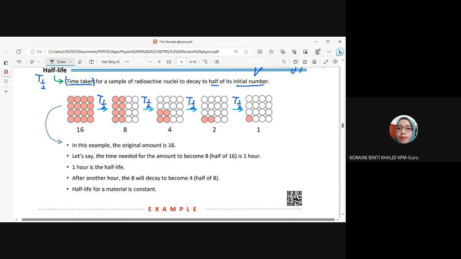The time taken is how many half-lives? 4 half-lives. So the time needed for the amount to become 8 is 1 hour. So 1 hour is the half-life. Let's say if this is 1 hour, means here is 1 hour, here also 1 hour, here also 1 hour. So the half-life is the time taken for the nucleus to become half from its initial number. The half-life of a material is constant. For example, the half-life of uranium, radium, polonium, they are all constant.